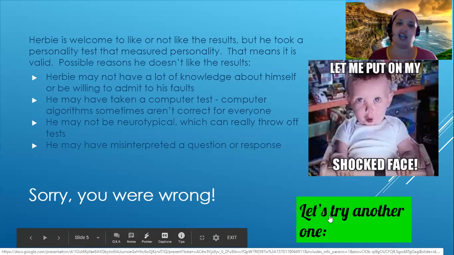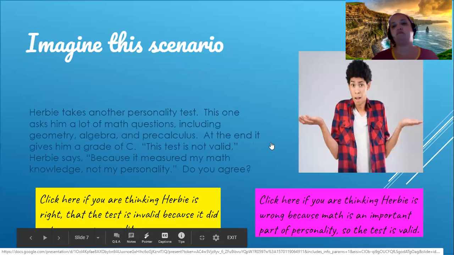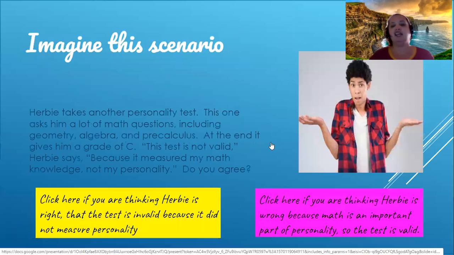So, okay, let's see if I can guide you right on this one. Here we have Herbie. He's grown up a bit. He takes another personality test. And this one asks him a lot of math questions, including geometry, algebra, and precalculus. And at the end, it says he has a C. And he's like, wait a minute. Okay, I took a personality test and it measured my math knowledge? Well, that's not personality. So I think the test is invalid.